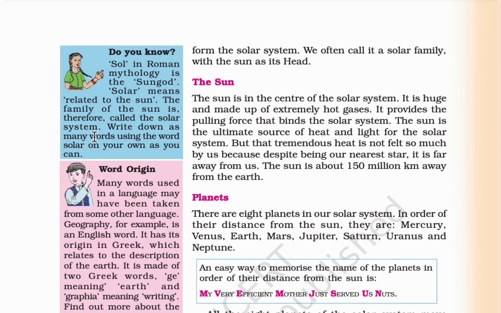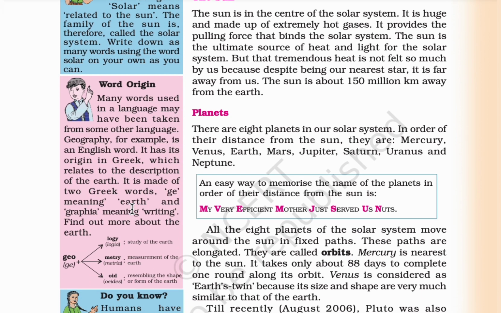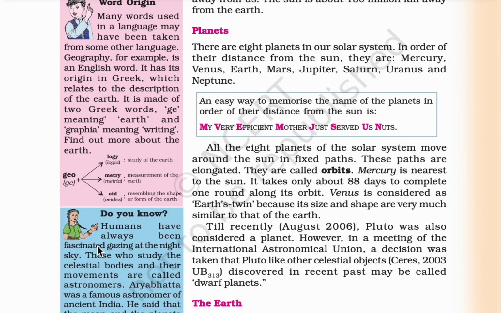In Roman mythology, Sol means sun god. So the word solar system was derived from the Roman language. So solar means related to the sun. Next is the word geo. The word geo is derived from the Greek word. Geology means the study of earth.